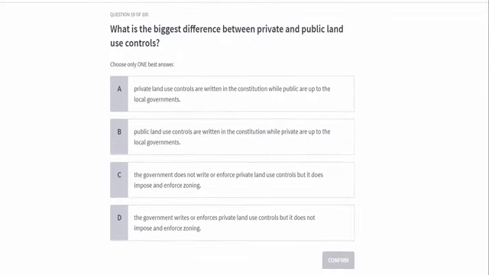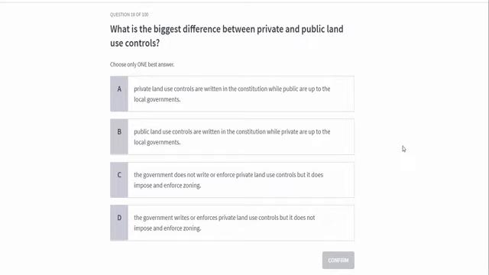All right, question 18. What is the biggest difference between private and public land use controls? Ooh, this is a fun one. All right, so there's 4 options. A, private land use controls are written in the Constitution, while public are up to the local governments. B, public land use controls are written in the Constitution, while private are up to the local governments. C, the government does not write or enforce private land use controls, but it does impose and enforce zoning. And then D, the government writes or enforces private land use controls, but it does not impose and enforce zoning.